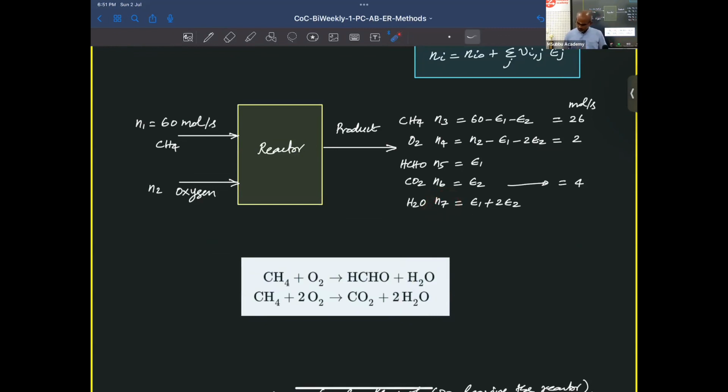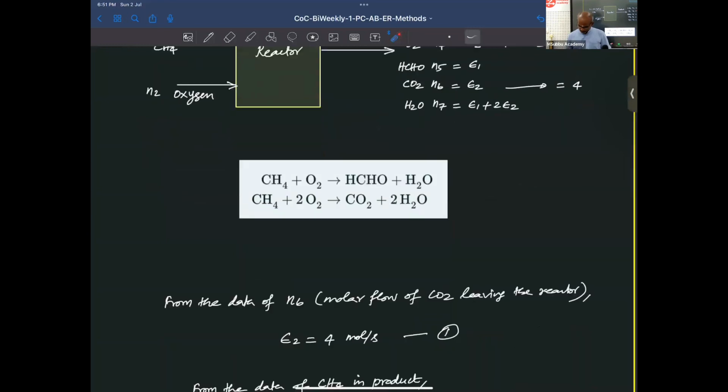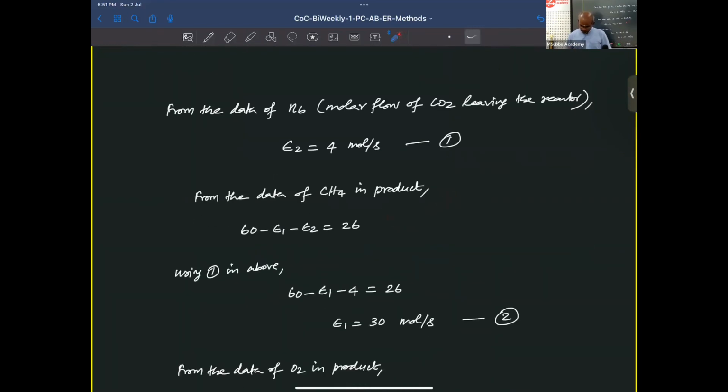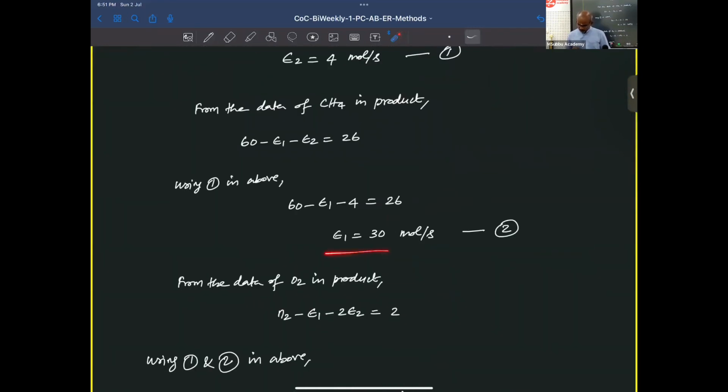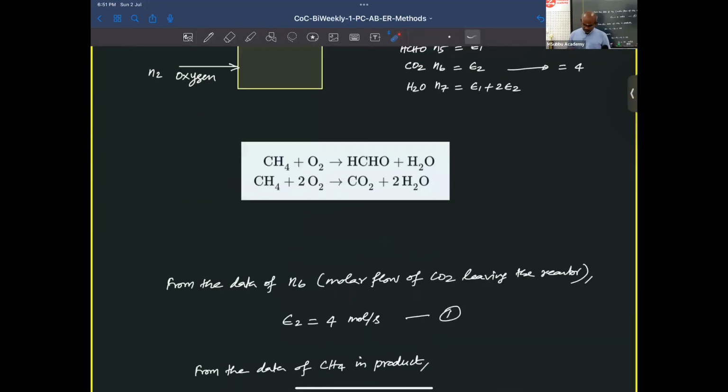So now some values are already available. For example, CO2 in the product is already given as 4 mole per second. Since CO2 is available, which is directly equal to epsilon 2, E2 is now directly known: 4. And since E2 is available, we can also now solve for E1, using the data of CH4 in the product, which is 30 mole per second. But what is needed is N2.